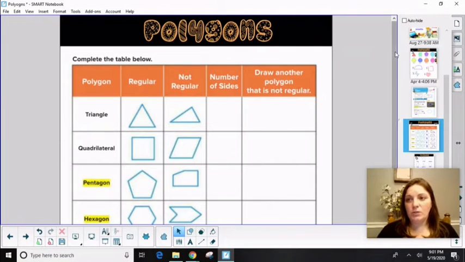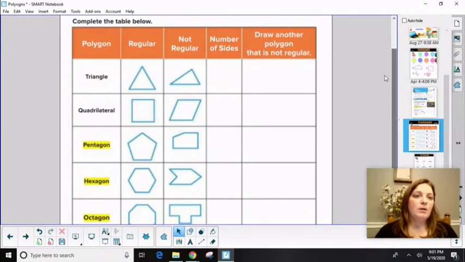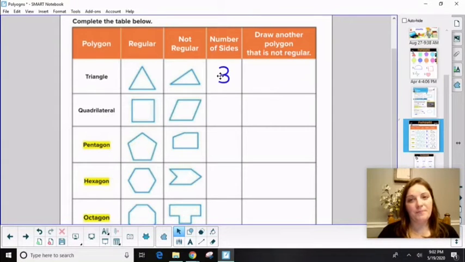All right, here's a little table that I want us to complete. It's giving us the name of the polygon, an example of what a regular polygon would look like, an example of a polygon that is not regular, and we have to come up with the number of sides and then draw another polygon that's not regular. So starting off quite simple, a triangle. Here's what a regular triangle looks like. It's also called equilateral triangle. Here's a not regular triangle, and how many sides does it have? 3.